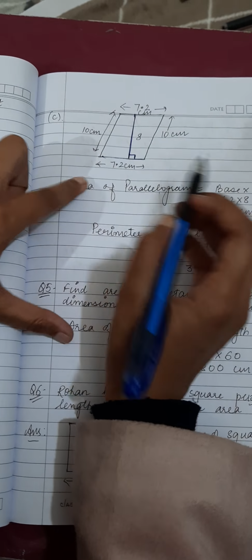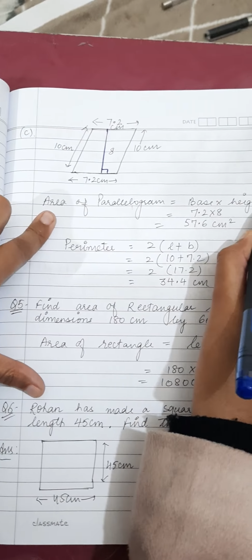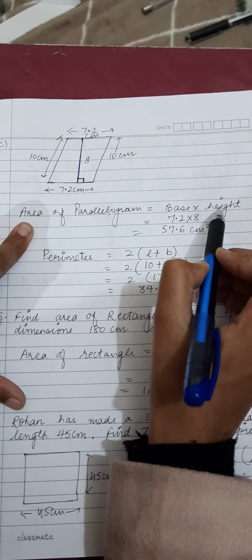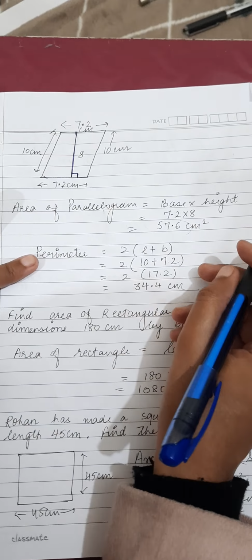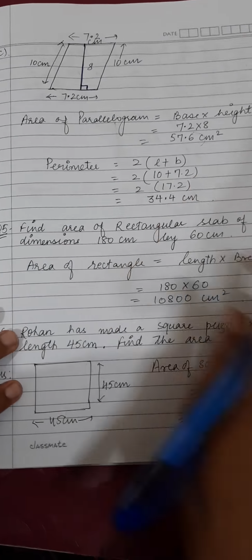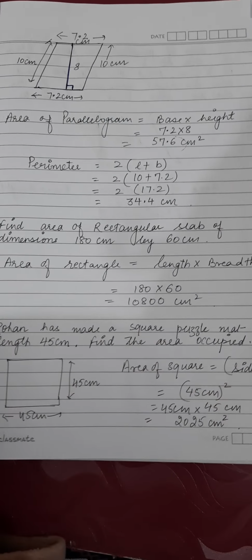So what will be the area? Base into height. What is the base? 7.2. What is the height? 8. Place the values, you will be getting the answer. Perimeter you know how to find. You will be doing it. Okay. Let's do question number 5.